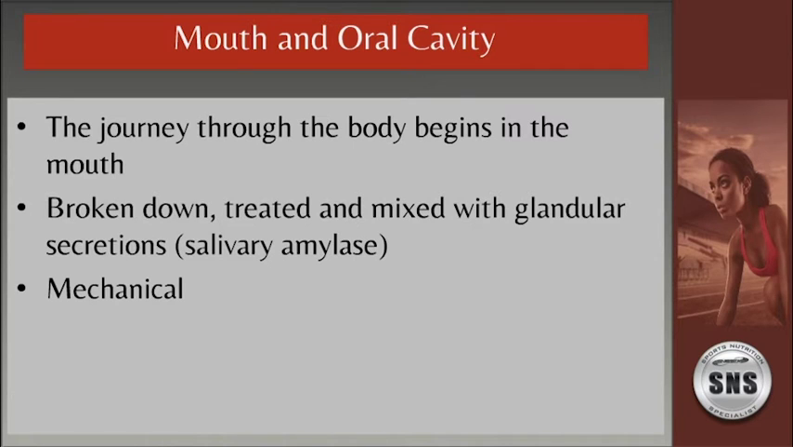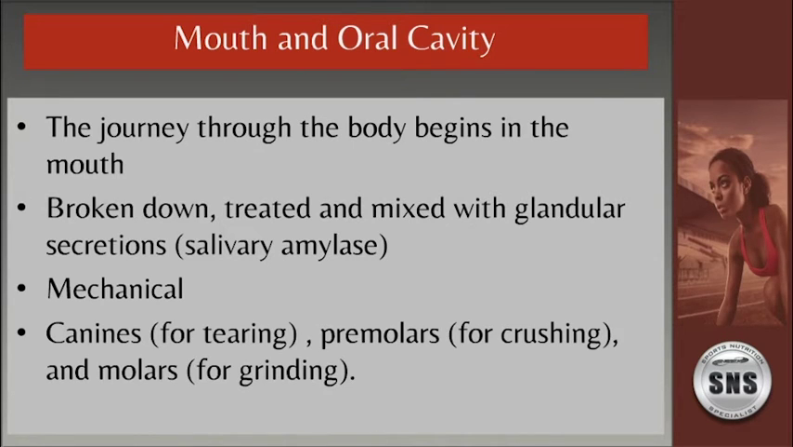Mechanical aspects of digestion start with chewing actions and, most important, teeth, which appear to be adapted specifically for mechanical digestion or mastication within the oral cavity. This includes canines for tearing, premolars for crushing, and molars for grinding.